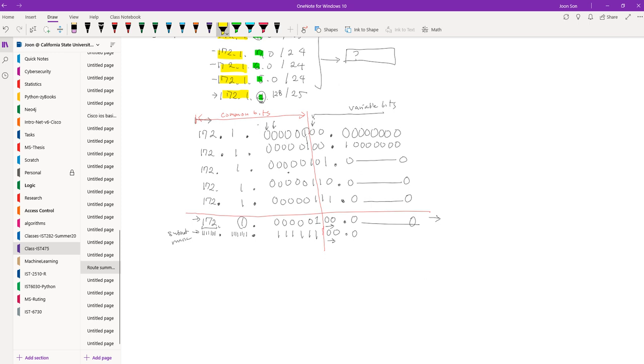So this is your common bits, right? This is for the common bits. Okay. And then you're going to put all 0, right? So I'm going to put 0 and then all the way to 0. Okay. So that's the answer. So what is my summary route? My summary route is 172.1.000000100, which is a 4, right? 4 dot, right? And 0.